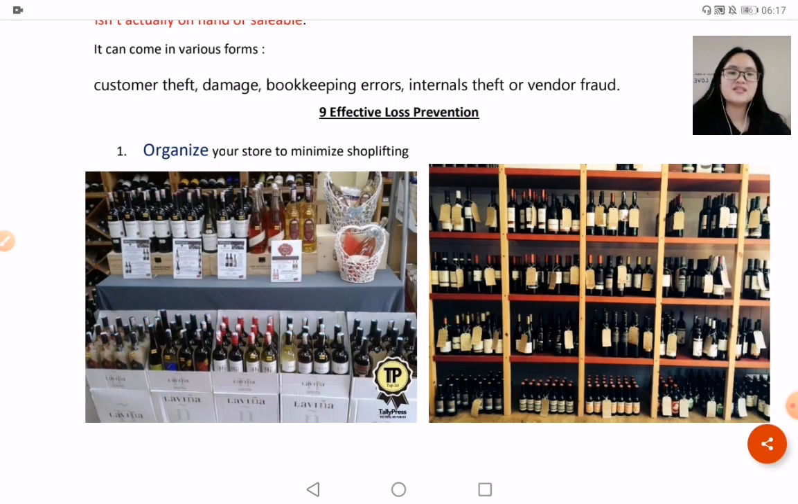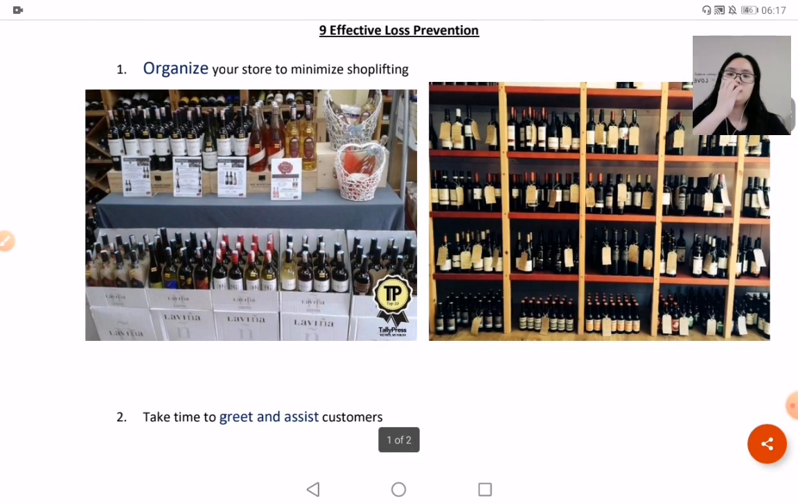So when a customer takes something from here, there is a high chance that staff cannot recognize where the product was taken from, or they don't even realize that the customer has put the item inside the bag and walked away without paying. The second is that staff must take time to greet and assist the customers, so that customers are aware that they are being watched and that the staff know what they are doing.